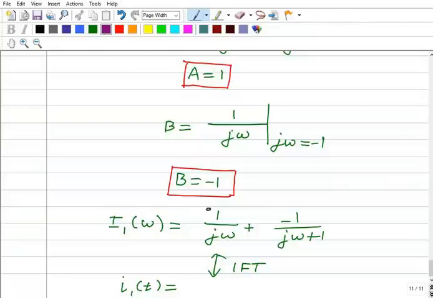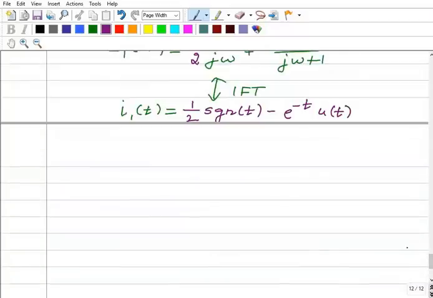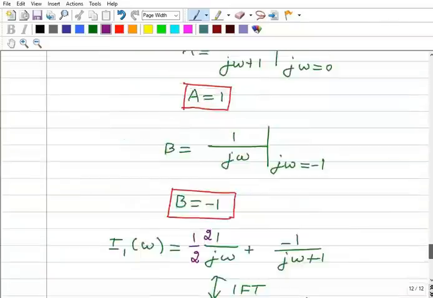What I am doing, let me multiply the numerator and denominator by 2. So this 2 by j omega is sgn t, minus e power minus t u of t. See, remember the results. Instead of just displaying the results, I derived everything: how the result for u of t has come, how the result for sgn t has come. Okay, so now let us go for the second term.